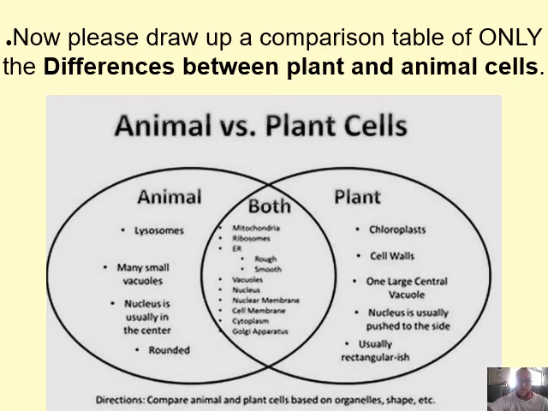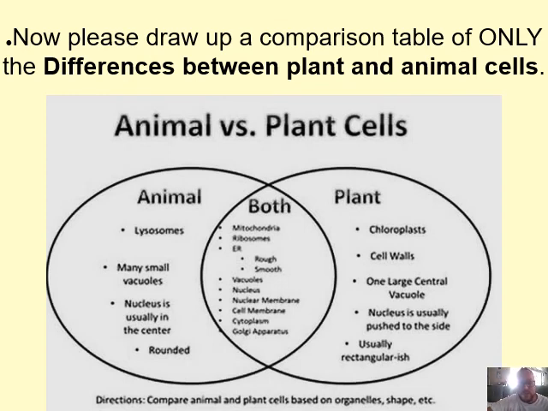All right, now please draw up a comparison table of only the differences between plant and animal cells. Okay, so here we have lysosomes in animals, chloroplasts in plants. Remember, you can also add in there chromoplasts as well as leucoplasts. Cell wall in plants, with a cell membrane. On the other side, you can say just cell membrane. In animals, many small vacuoles, small to none, whereas in plants it's one large vacuole.